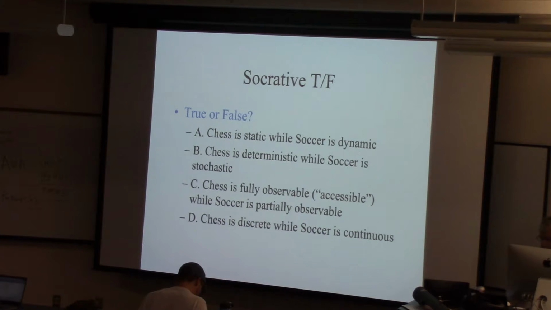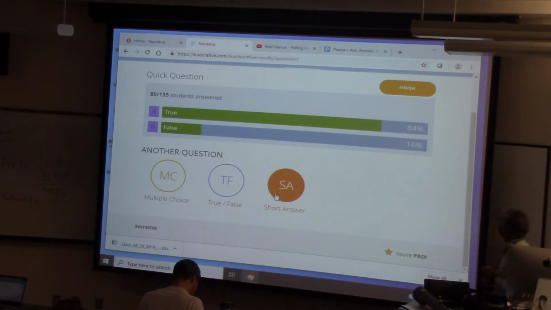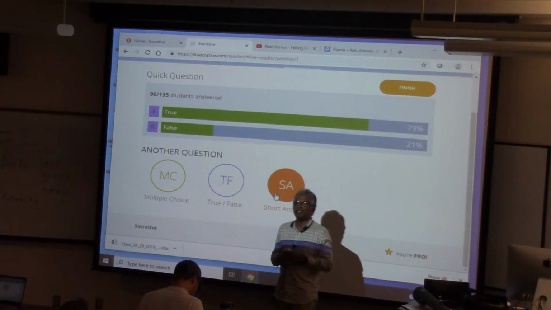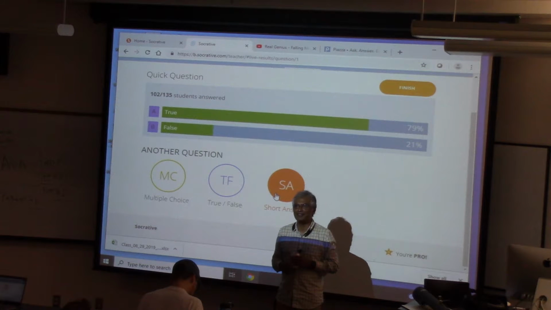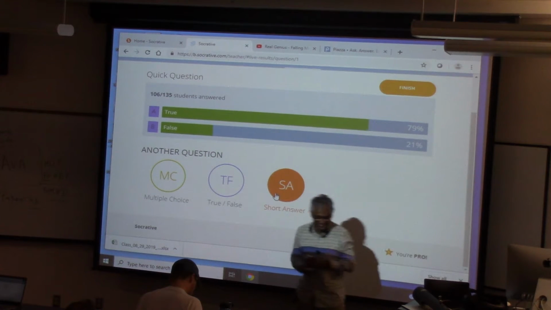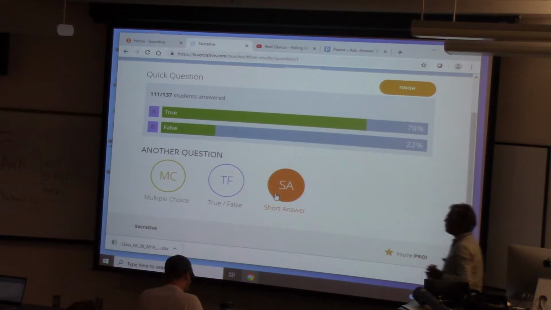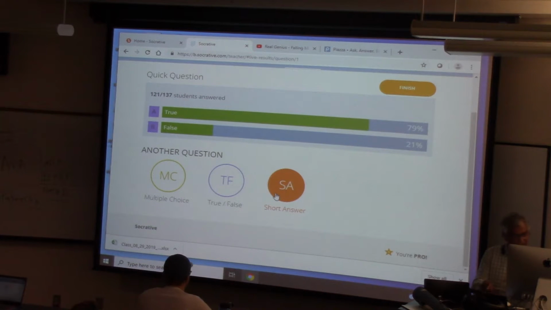This is only the second. This is actually interesting. I'll show you this. I just keep changing my micro expressions and see if those change the answers. Anyway, so again, chess is fully observable while soccer is partially observable.